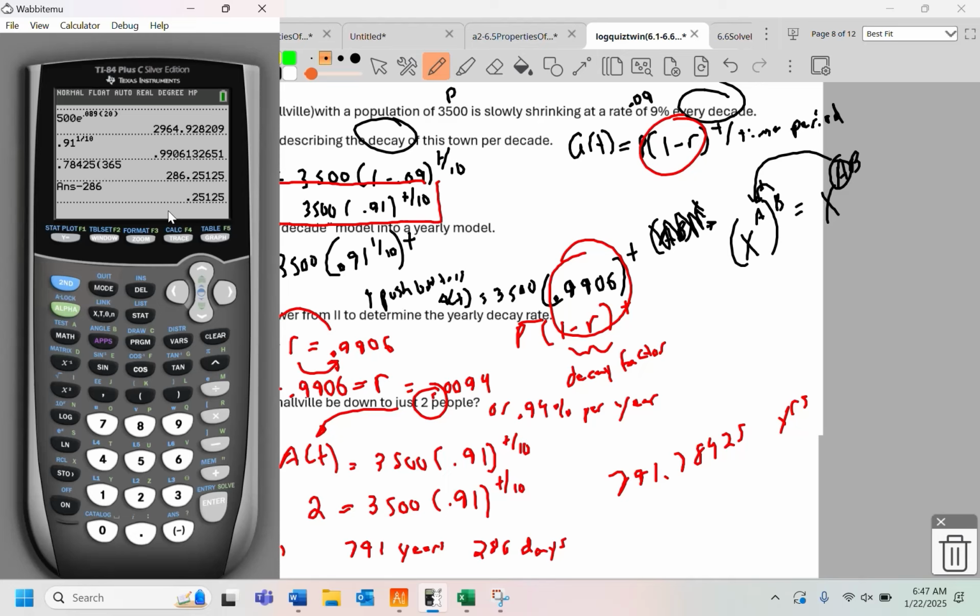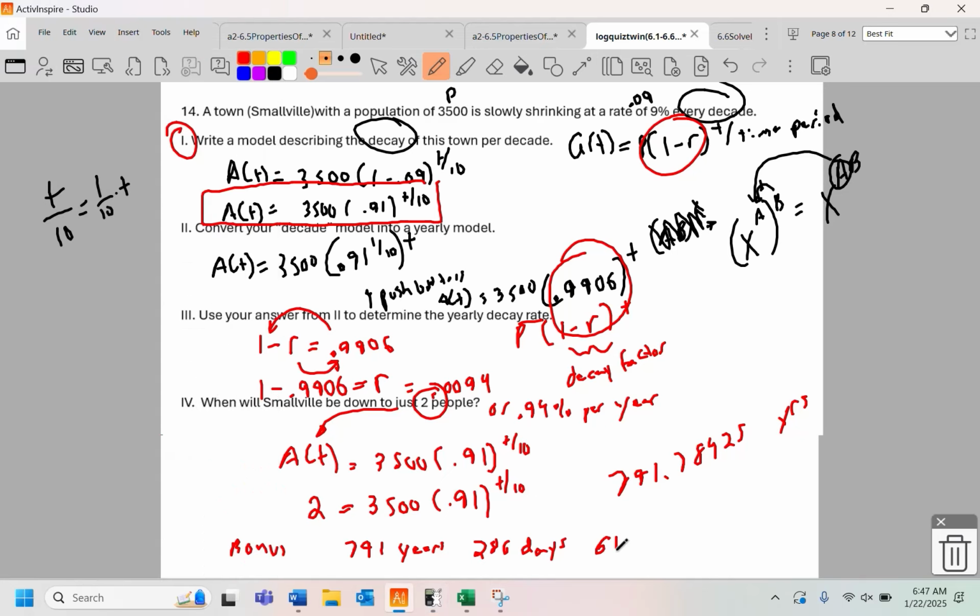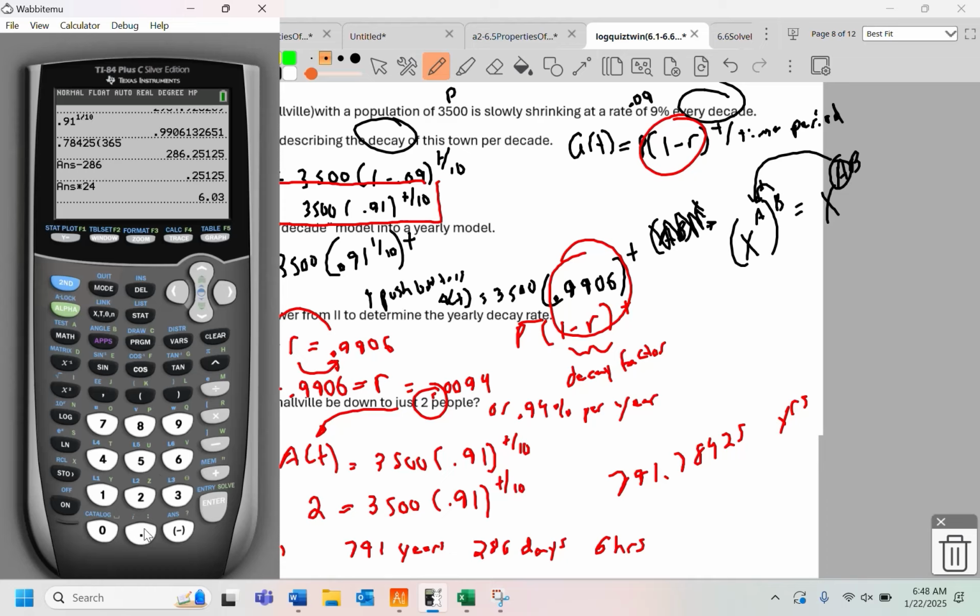All right. Well, I know there's 24 hours in a day, so let's multiply by 24. 6 hours. I got my 0.03 there. That represents an hour. If I multiply it by 60, I get minutes. 1 minute.